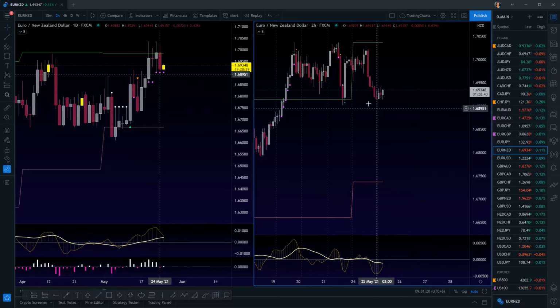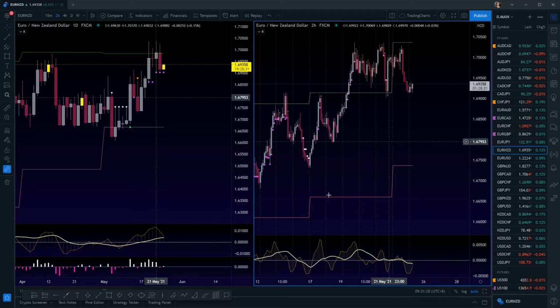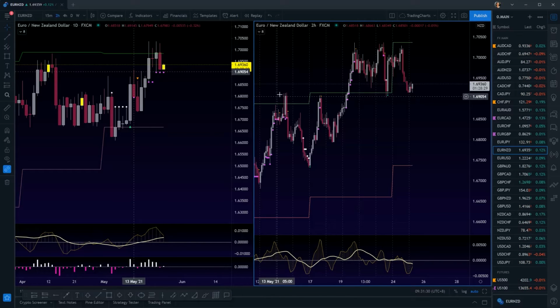Euro New Zealand, stopped right here. Would have been nicer if it was lower. At least on a pullback we could play the downside, because right now, well, it's quite obvious this level.